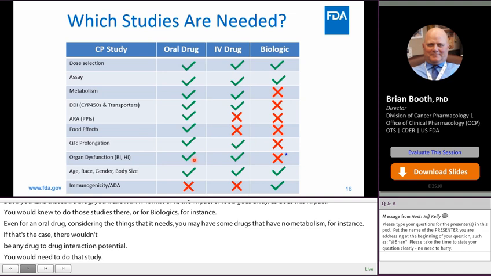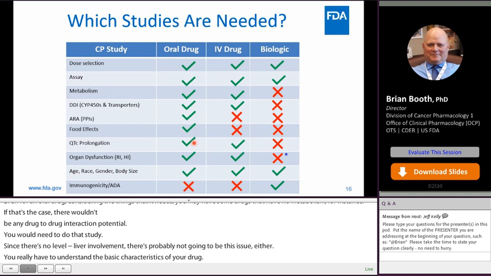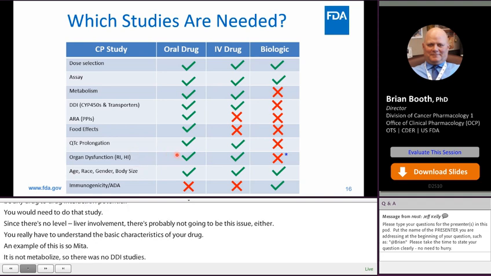You know, an example of this is Zometa. Zometa is a drug that's not metabolized, so there weren't any DDI studies. It was renally excreted, and that study needed to be done. But we didn't look at hepatic impairment or things like that. So which studies you do depends on the characteristics of your drug.